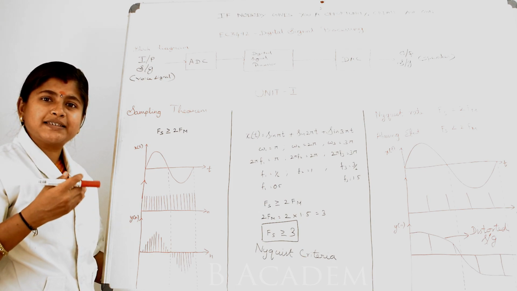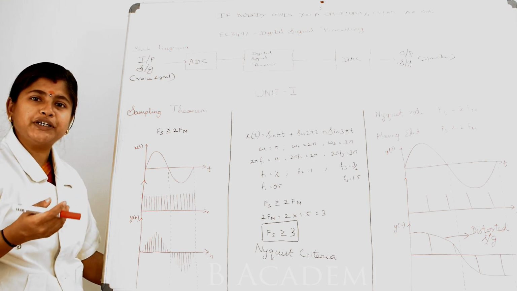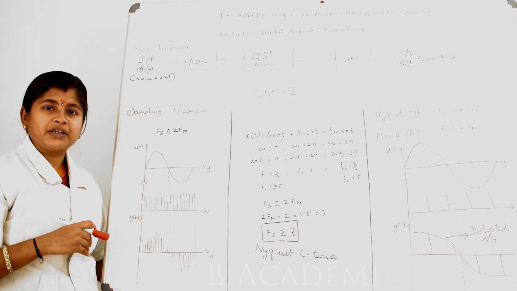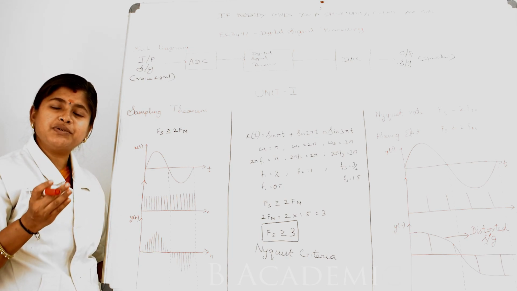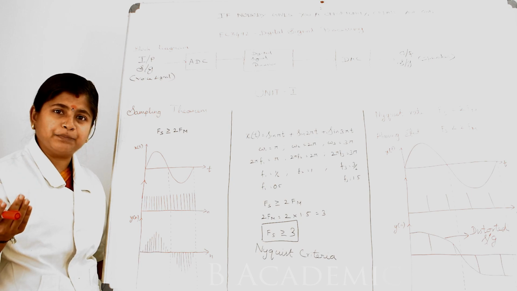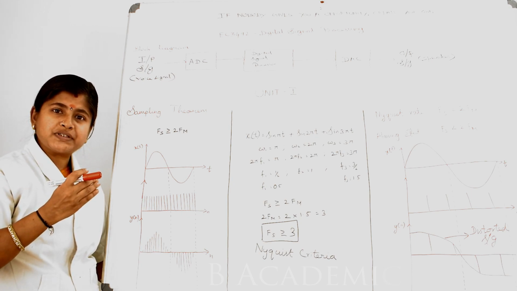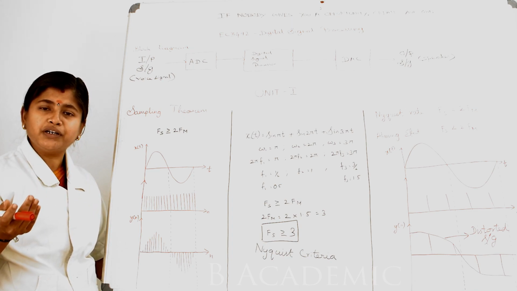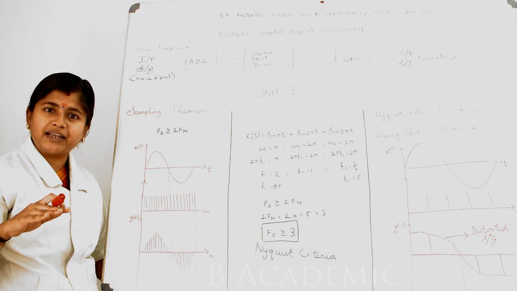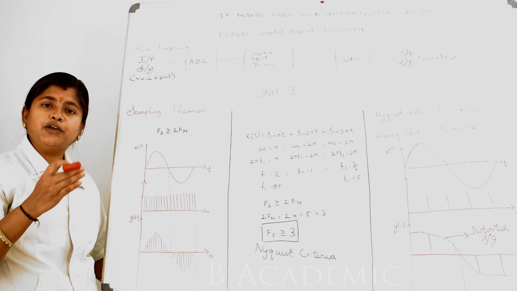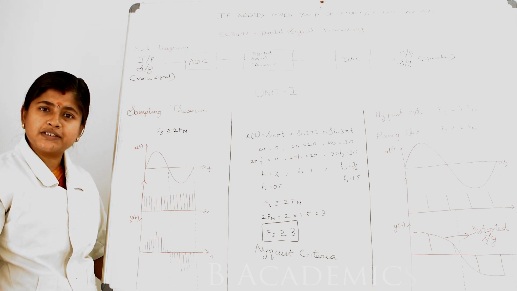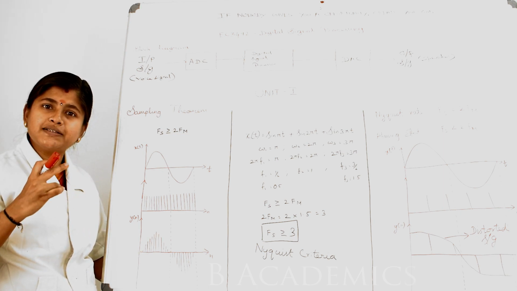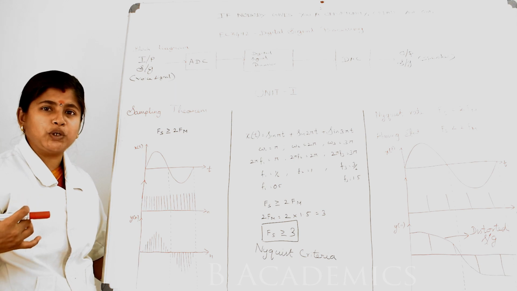Let us start with your first unit. Your first unit is discrete Fourier transform, and your first topic is the sampling theorem. You must know the difference between the sampling process and the sampling theorem. If you want to convert something from one format to another format, you should undergo some processing techniques, right? In the same way, to convert an analog signal into a digital signal, the techniques are: first sampling, second quantization, and third coding.